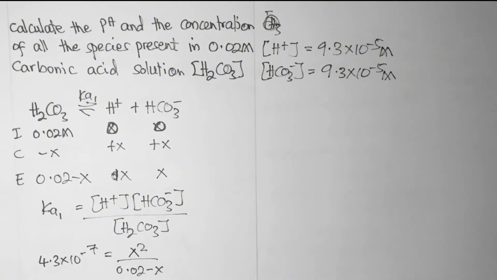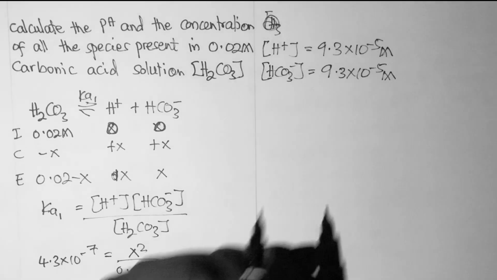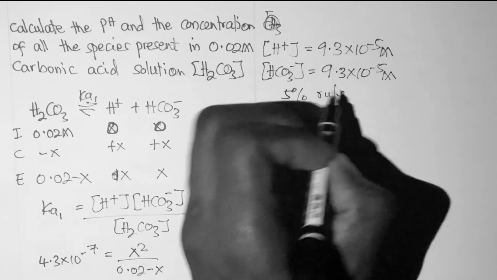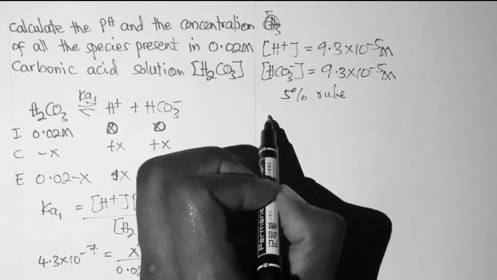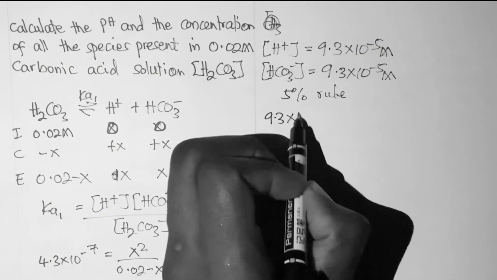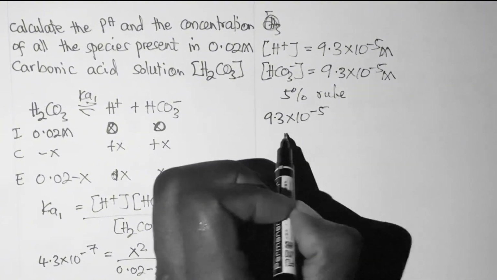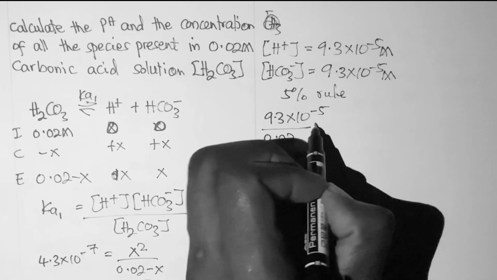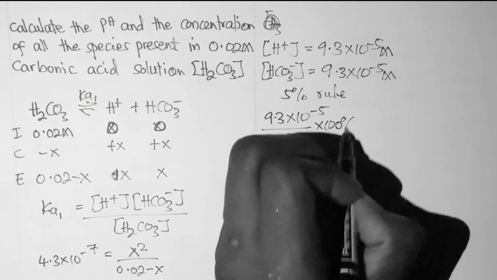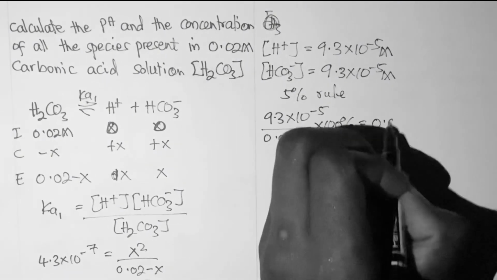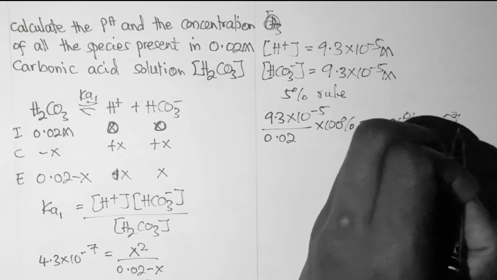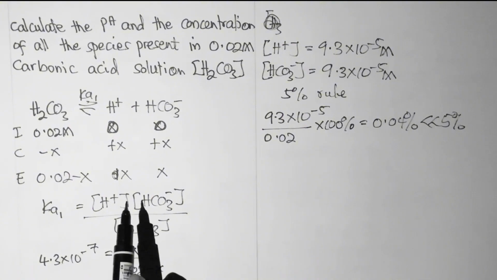Now let's use the 5% rule to check whether our answer is correct. So you see that here is 9.3 times 10 exponent minus 5 divided by the original concentration, which is 0.02, times 100%. And this is equal to 0.04%, which is far less than 5%. So our approximation is right.